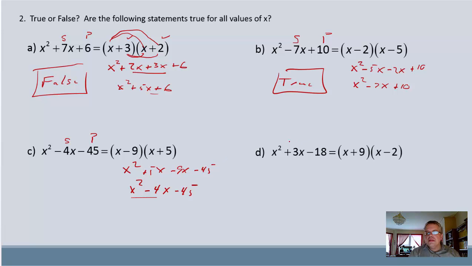Okay, this one. Let's take a look at the sum and product and see if we can tell ahead of time if it's going to work. So the sum of the numbers should be 3. 9 plus negative 2 is not 3. So I know already this one is false.